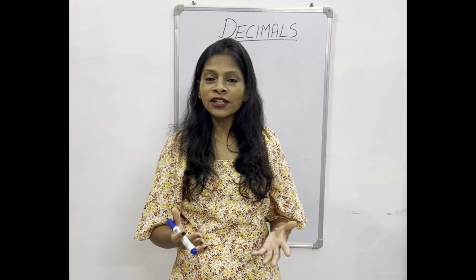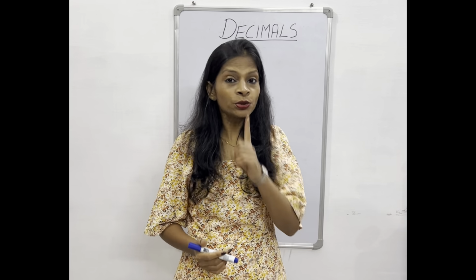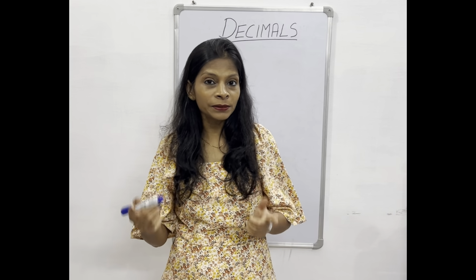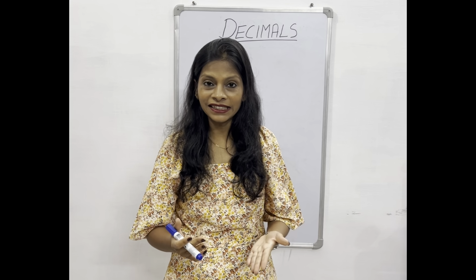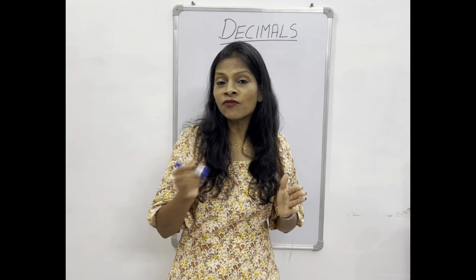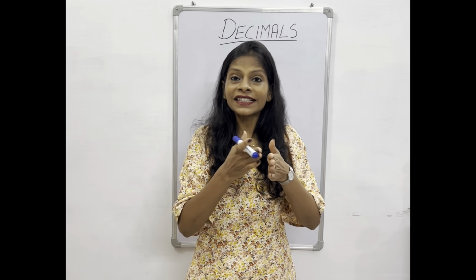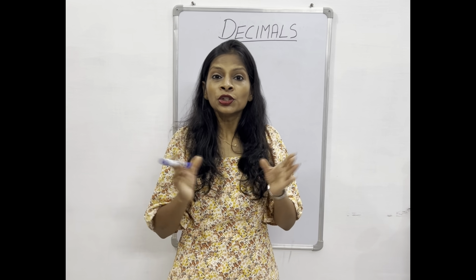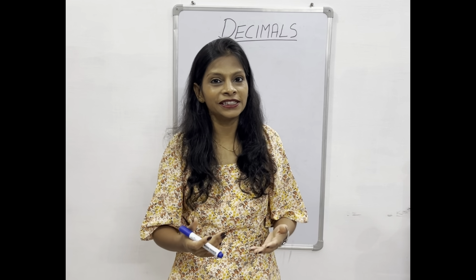Now think about this. You got one whole pizza and you ate the entire pizza. That means you ate one whole pizza. But if you did not eat the complete pizza and you just ate half of the pizza, then is it 0 or is it 1? No, it is somewhere in between. So when we talk about numbers that are in between 0 and 1 or in between two whole numbers, they can be represented as decimals.